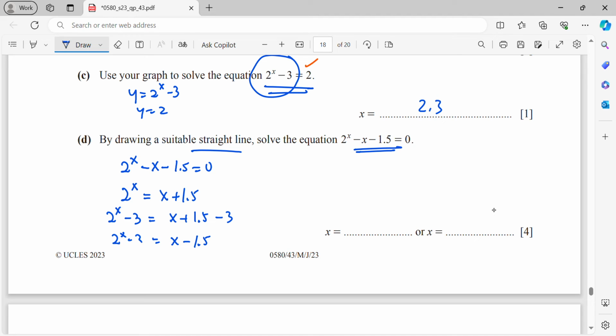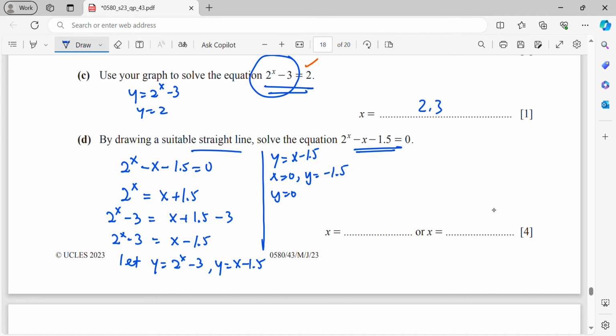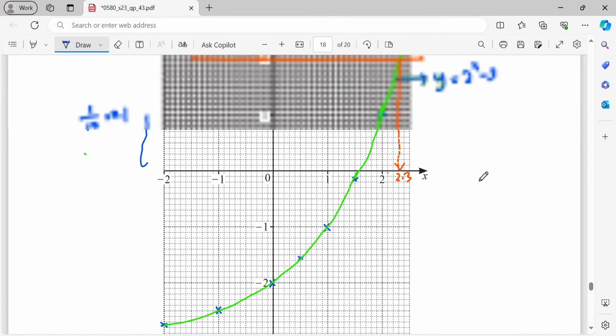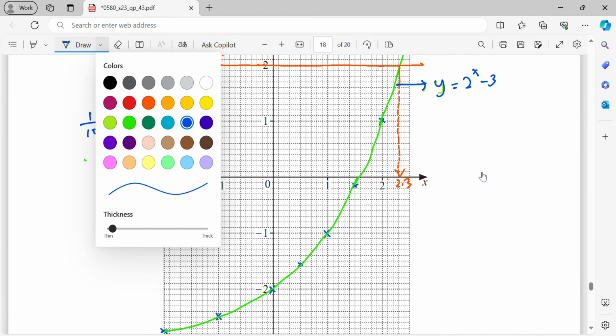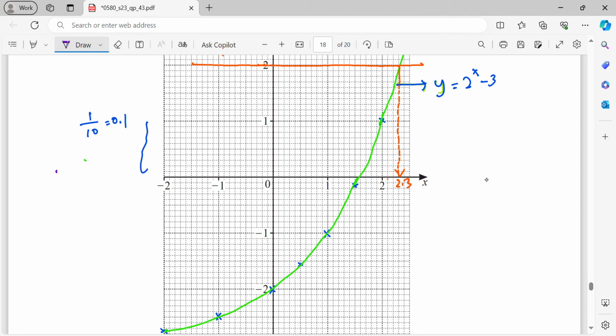So here I will draw another graph. Let y equals 2 power x minus 3 and y equals x minus 1.5. So when y equals x minus 1.5, I let x be 0. Then my y will be -1.5. When my y is 0, my x is 1.5. So I get 2 points, 0, -1.5 and 1.5, 0.